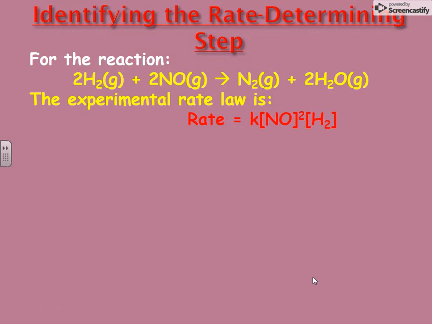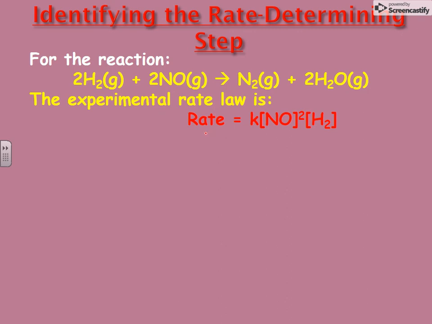This lesson is on the reaction mechanism and how to identify the rate determining step and how to verify if a set of elementary steps are valid for a given chemical reaction. So we learned in the last lesson that the rate determining step is your slowest step in your reaction. So for this reaction where you have two hydrogens reacting with two nitrogen monoxides forming your products, you're being given the reaction here and you're being told the experimental rate law.